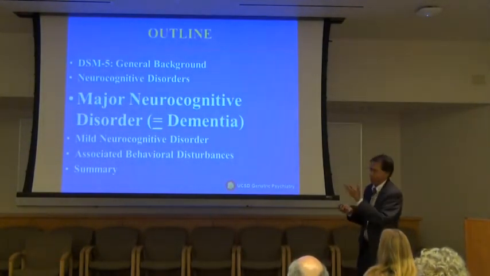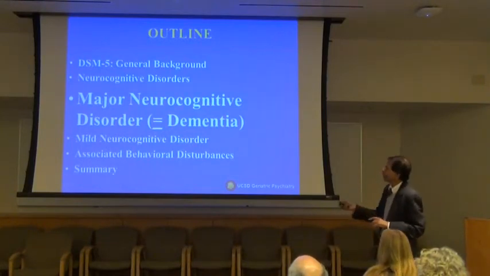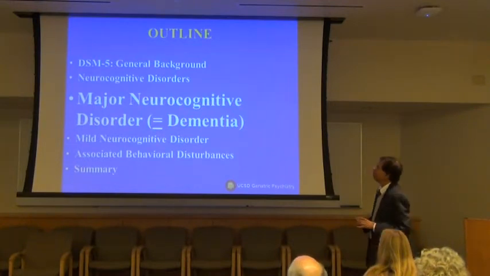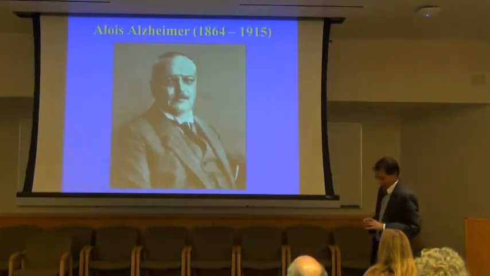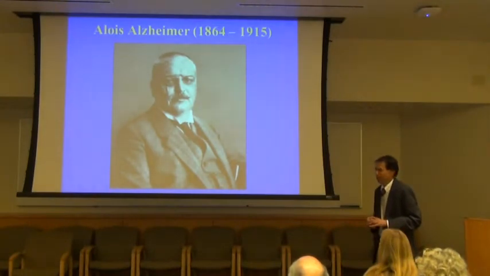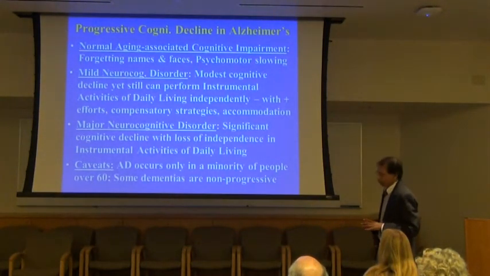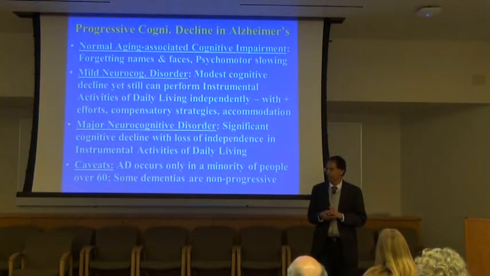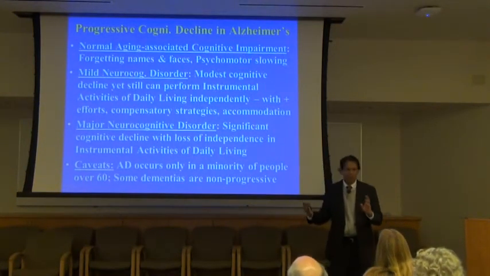If there are any questions, ask me, but I think these are the 2 things I want to spend most time on now, major and mild neurocognitive disorder. So this is Alzheimer's. When we see somebody with Alzheimer's, the person is severely demented.